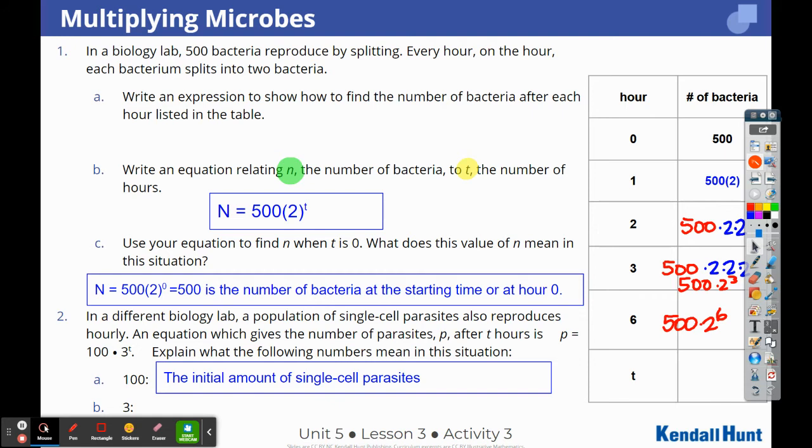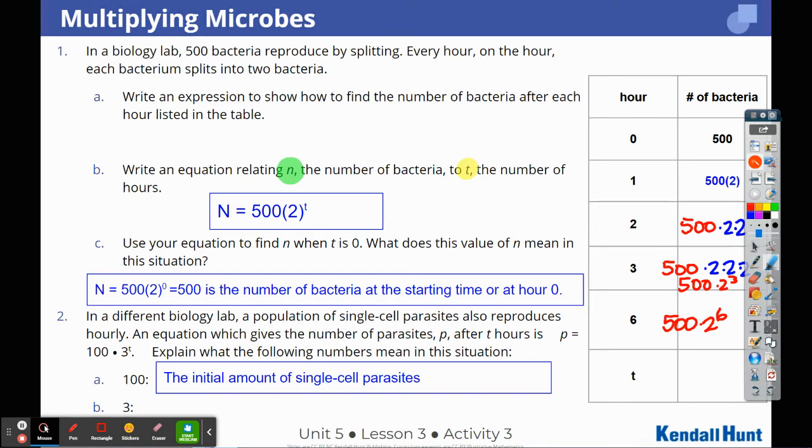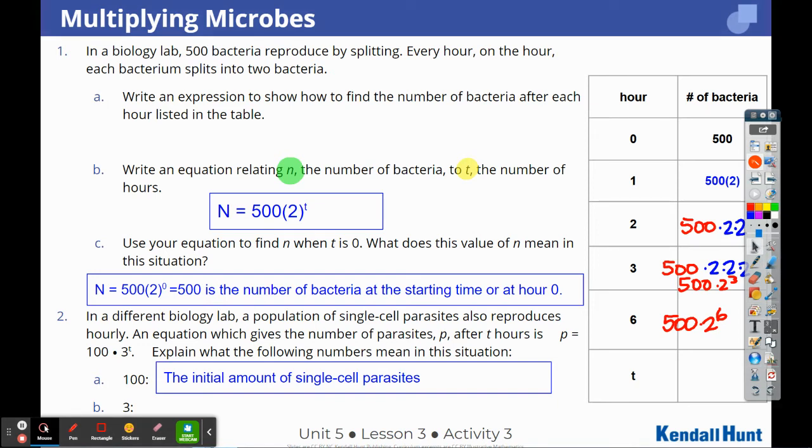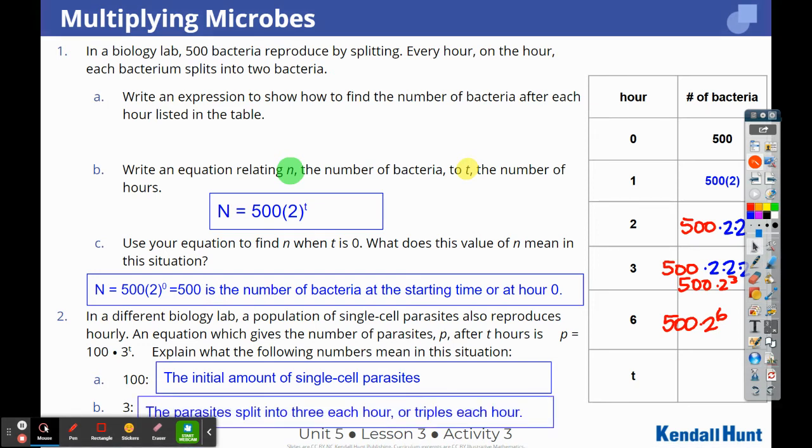What does the 3 represent? It's tripling. So now we know that the parasites are splitting into 3 every hour instead of splitting into 2 like they did before. So the 2 and the 3 represent a growth factor.